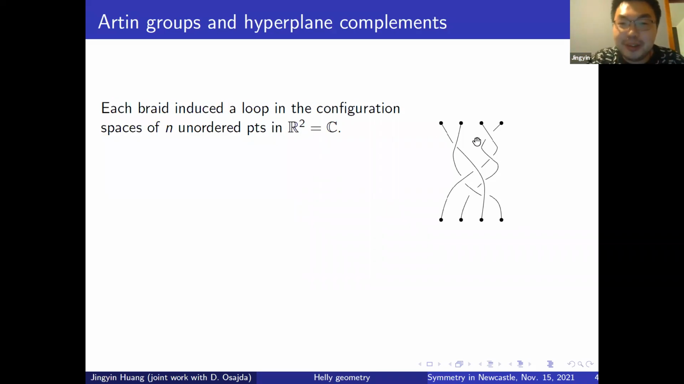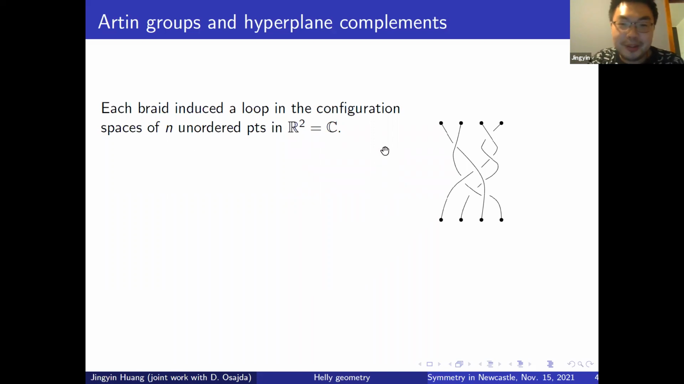Now imagine that I move the slice from top to the bottom. At each slice I see 4 points. When you move from top to the bottom, I see a motion of 4 points inside R2. You start with these 4 points at the top, and after you move down the slice, you will see these 4 points moving around, and they end up with the same 4 points. That's why each braid diagram gives you a loop in the configuration space of unordered points in R2, if you consider the movement of these points.